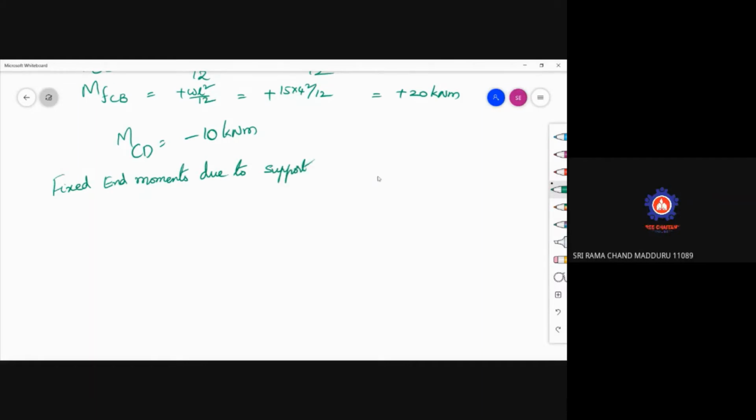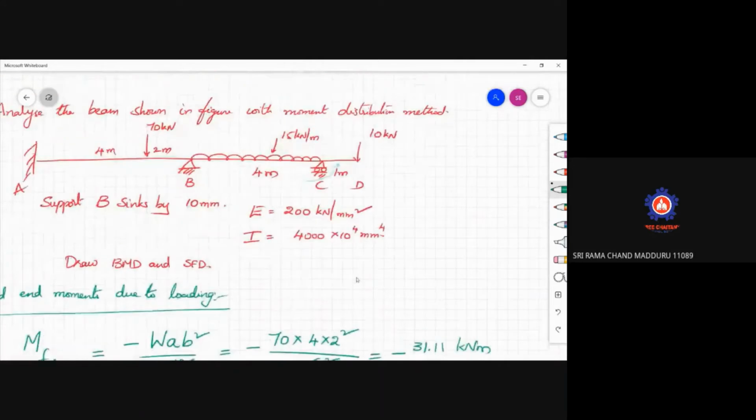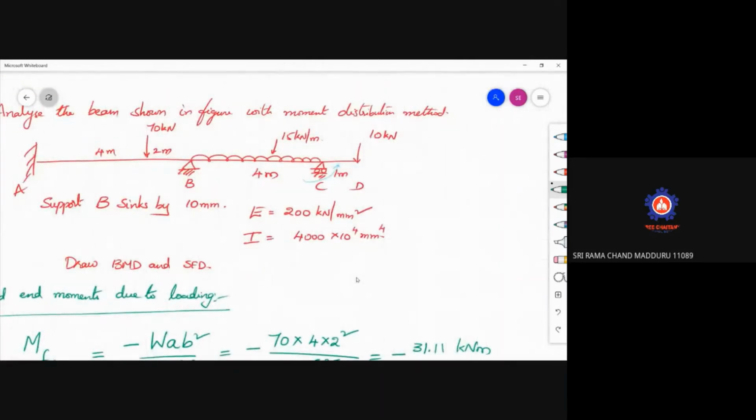Now just understand here, in this case, your CD is the overhanging portion. At this one, the point load is trying to deflect like this. So the moment formed here is 10 into 1, 10 kilonewton meter. But the support will resist the moment in this direction. So the resisting moment is in the anti-clockwise direction. So that's why MCD will be minus 10 into 1, minus 10 kilonewton meter.